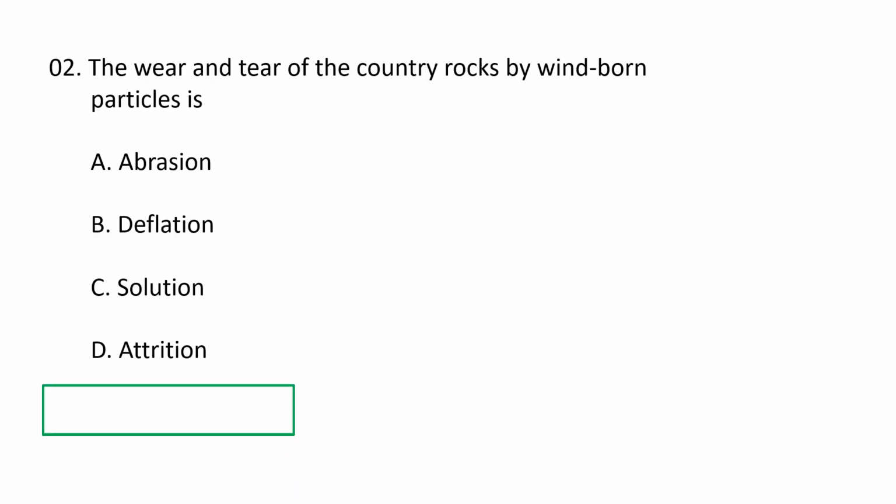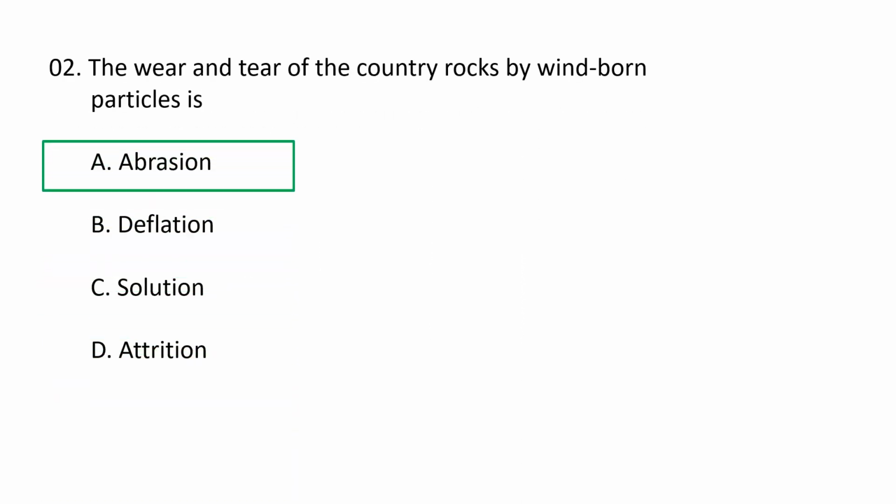Next question. The wear and tear of the country rocks by wind-borne particles is known as A. Abrasion, B. Deflation, C. Solution, D. Attrition. The wear and tear of the country rocks by wind-borne particles is known as abrasion. Wind abrasion is when rough particles which are carried in wind are used to break down rock and soil material by rubbing on their surface. It is the fastest in places which experience high wind speeds, and this is also prominent in places which are sandy because they have more abrasive particles. So A, abrasion is the correct answer.